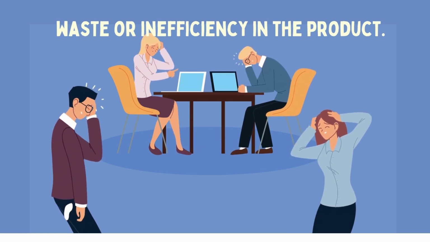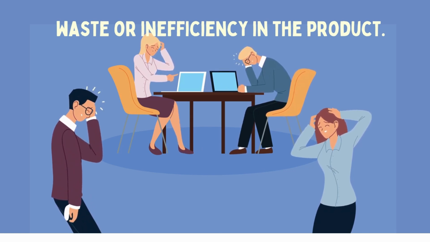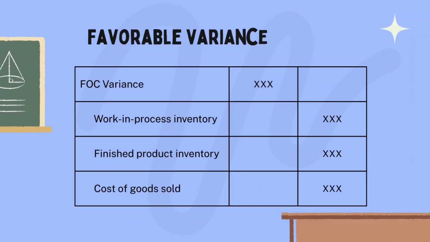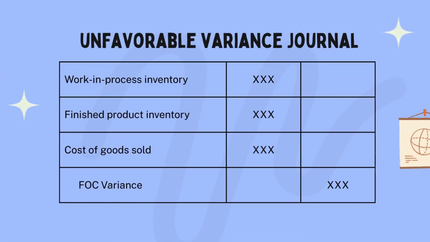Furthermore, the accounting treatment of FOC variances also depends on the cause. If the difference comes from the budget, the variance in FOC will be reallocated to the work-in-process inventory, finished product inventory, and cost of goods sold accounts. If the variance is favorable, the journal entry is. However, if the difference is unfavorable, then the journal entry is reversed.